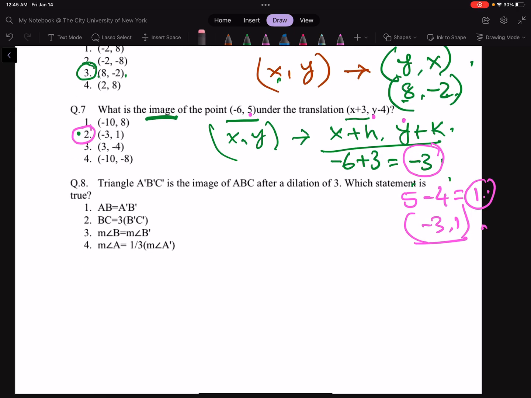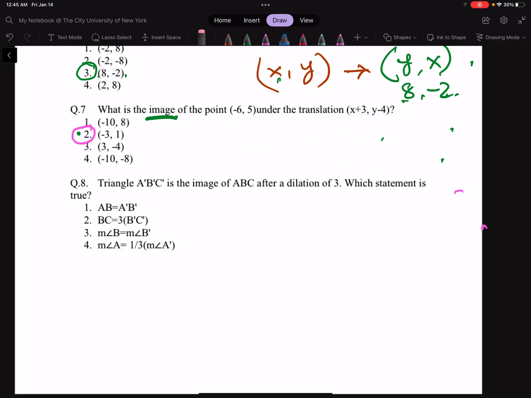And now this one is about dilation. A prime, B prime, C prime is the image of ABC. So this is about a triangle. Okay. After a dilation of 3, which statement is true? AB and A prime B prime, BC and B prime C prime. So what will happen?